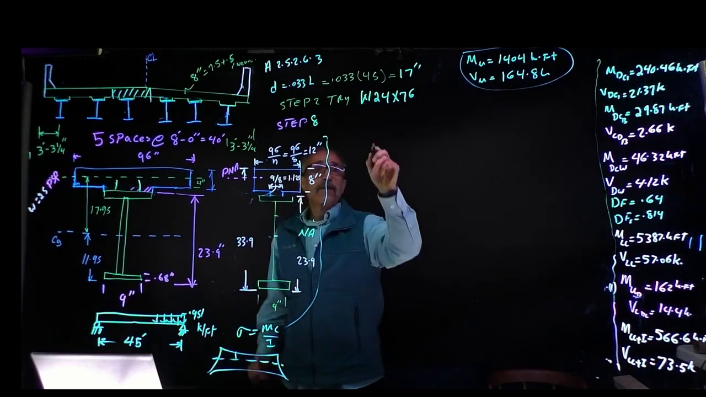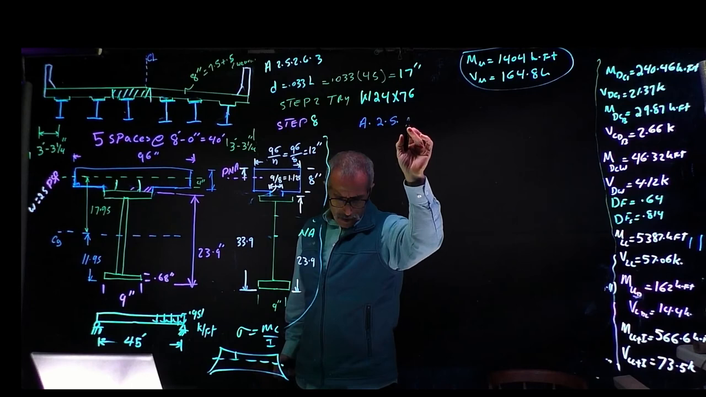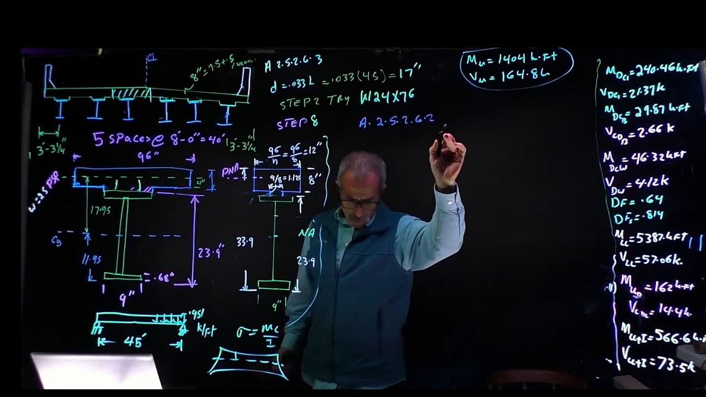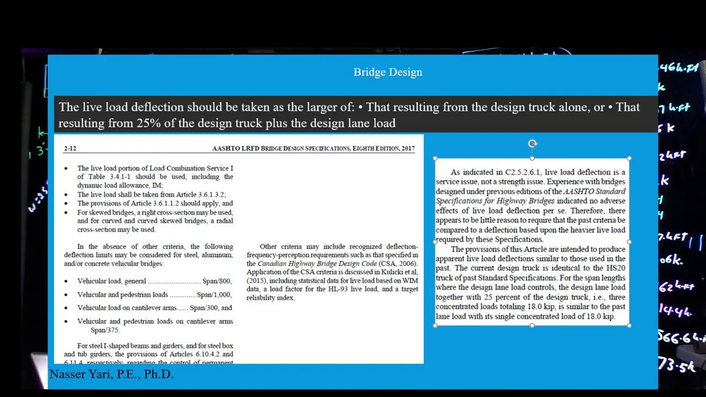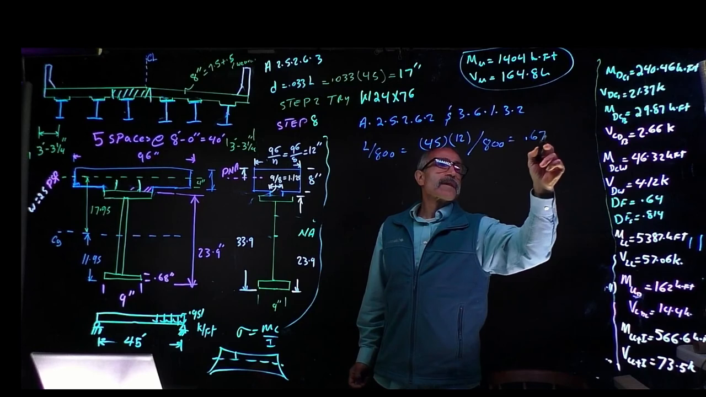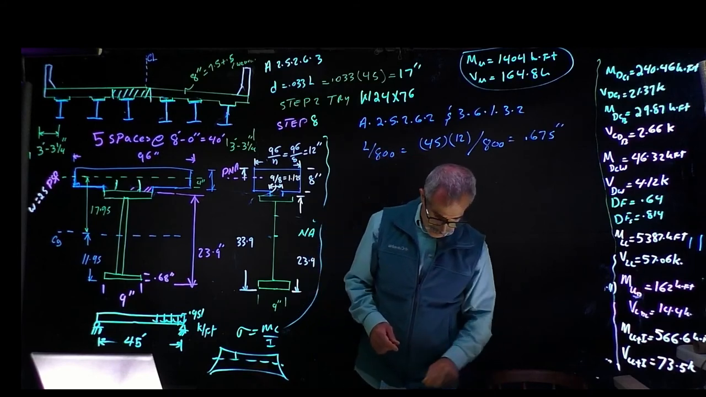Live load deflection per AASHTO 2.5.2.6.2 and 3.6.1.3.2 basically says L/800. So L/800, and that comes out to 45 feet, that's our L, times 12, divided by 800, and that will give us 0.675 inches. That's our limit. So how are we going to calculate the deflection? Let's figure that out.